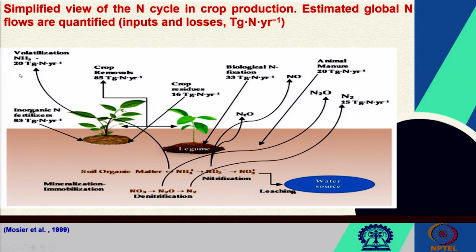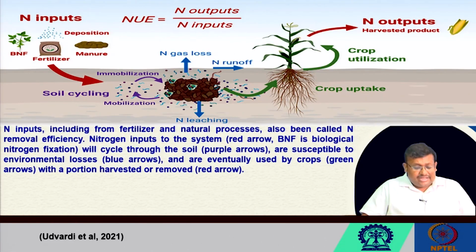You can see here volatilization loss. Ammonia accounts for 20 teragrams of nitrogen per year, crop removal 85 teragrams of nitrogen per year, and inorganic nitrogen through fertilizer 83 teragrams of nitrogen per year. So, this will give you an overview of how the nitrogen cycle is affecting crop production, and the estimated global nitrogen flows are mentioned here for each process. Nitrogen inputs, including from fertilizer and natural processes, are denoted here by red arrows.